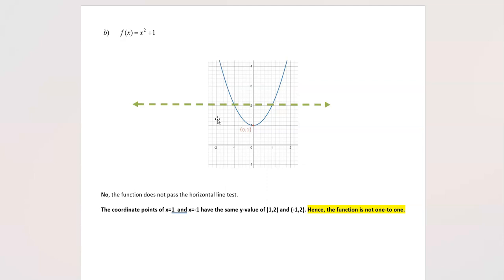You only have to find one coordinate point, well, actually one y coordinate point that for multiple x's have the same value. In this case, if you pick x is equal to 1 and -1, they have the same y value. So in this case, this function is not one-to-one. We found one place where the horizontal line test fails.